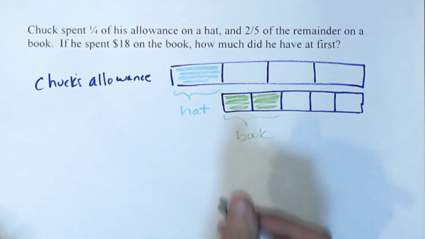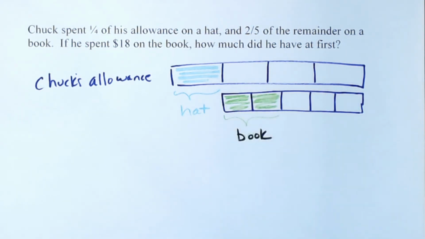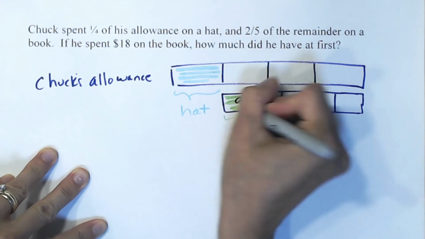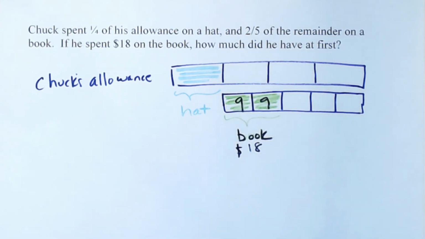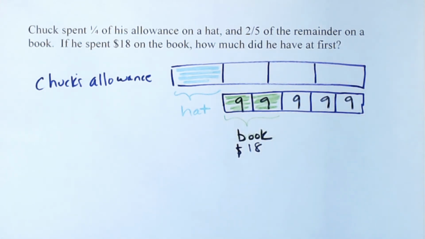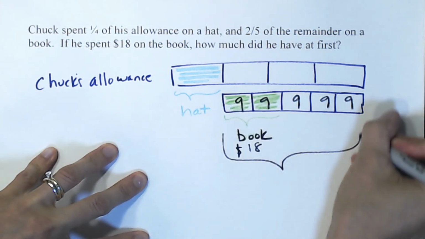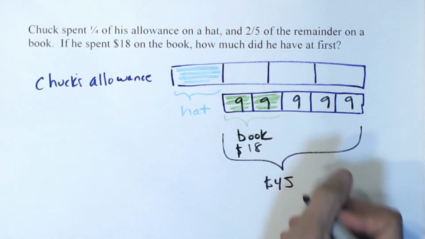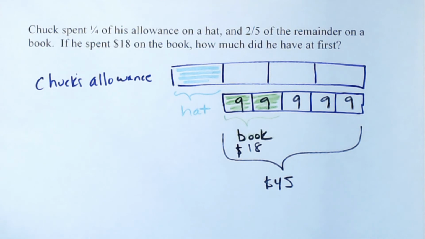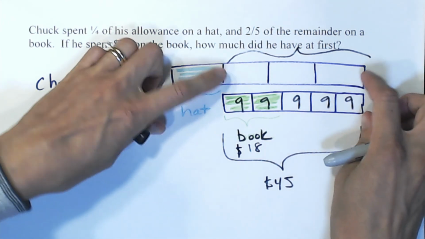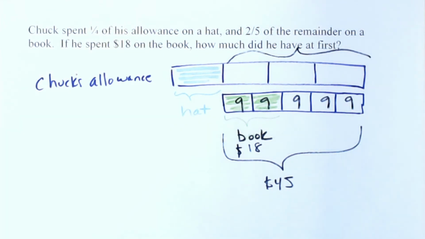I guess my pen is not very dark. I'm going to rewrite that. Okay, and we know that the book was $18. So if the book was $18, then each of these sections would be 9, because 9 plus 9 is 18, which means each of these sections is 9, because those are equal parts. So now we can say how long this section is. That would just be 9 times 5, or $45. So that means this is also $45, because this long part here is equal to that long part there.